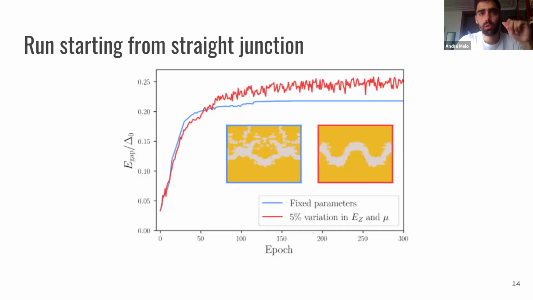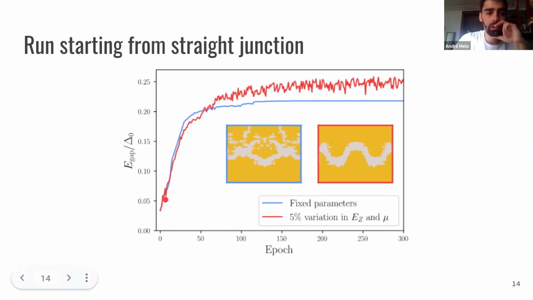And now let me show you results for a run with and without the parameter variation. So in the blue curve, I'm showing you the gap as a function of optimization step. And you see that it increases nicely until about 120 steps, where it just completely flatlines. It gets stuck.